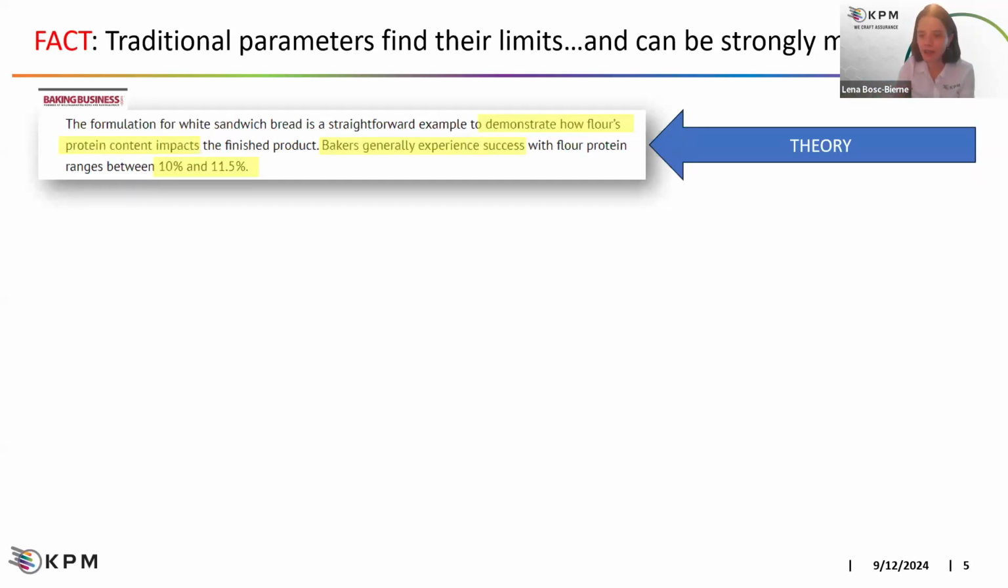What you can find in the literature, in the baking books, is that, for instance, and this is just an example amongst thousands, for making a good sandwich bread, you need a flour with a protein content between 10 and 11.5%. That seems simple enough. You just need that, and you'll have a nice sandwich bread.